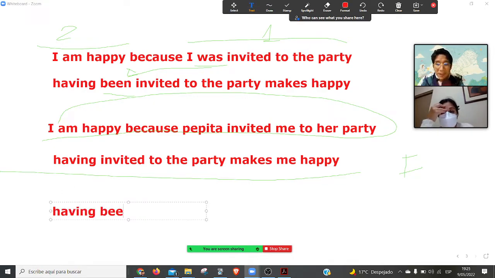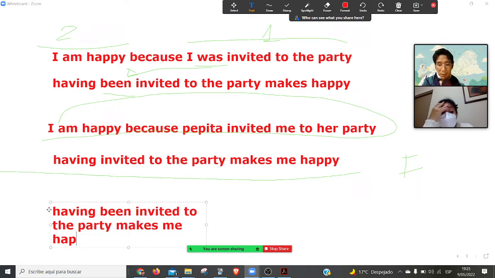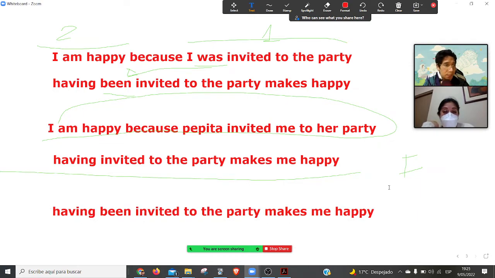Pero ¿qué digo? Having been invited, because that is the past. And you said that having plus past participle. Okay? Having been invited to the party makes me happy. Okay, did you understand this part? So this is all. It is what it is. No more grammar. This is the gerund. Did you understand?